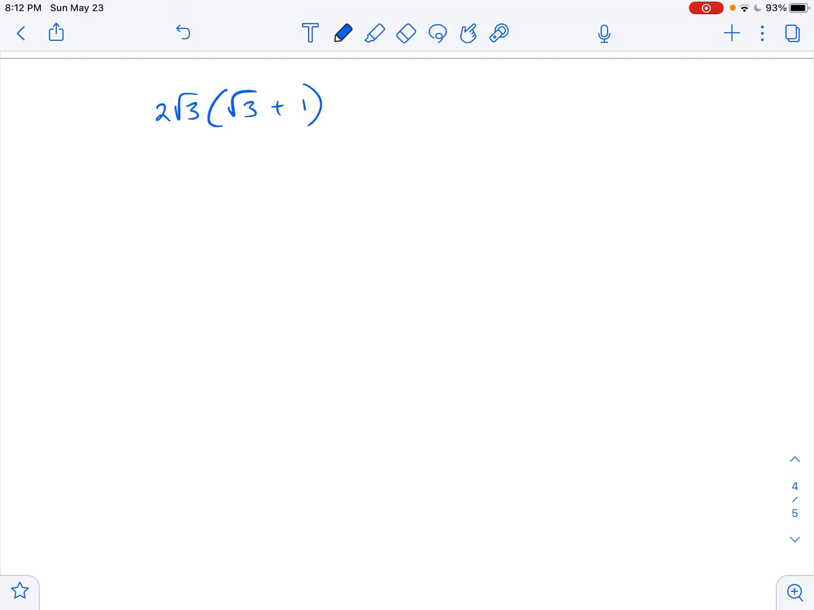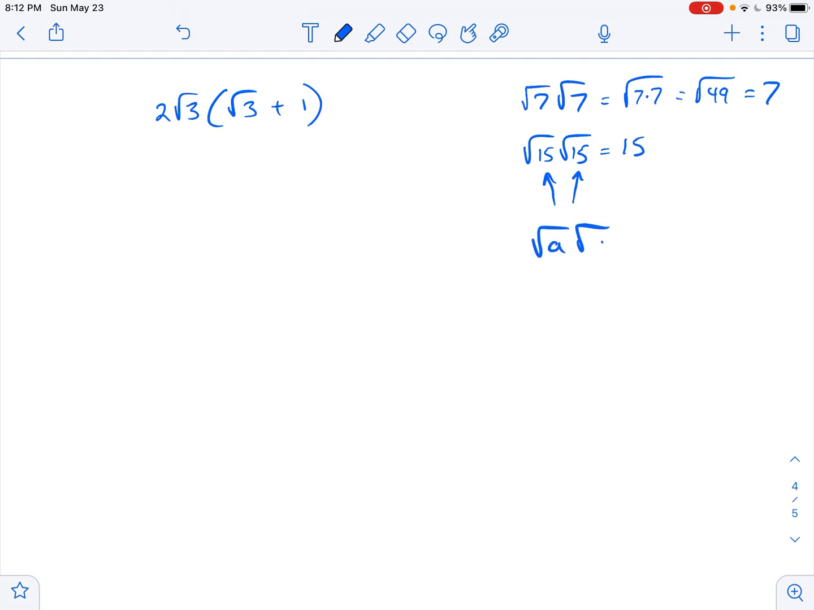Let's start by establishing that when you have anything times itself in a square root, you now have two of those. So basically, when you have something in a square root times the same thing in a square root, it's just going to pop that value out. So the square root of a times the square root of a is always going to be a.